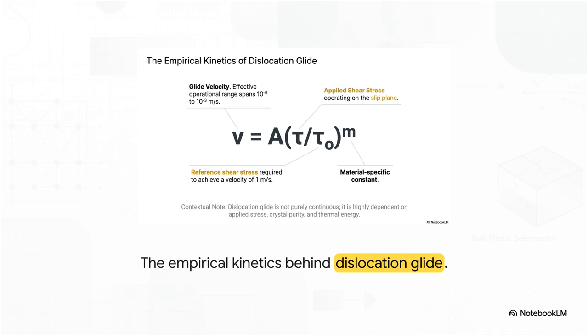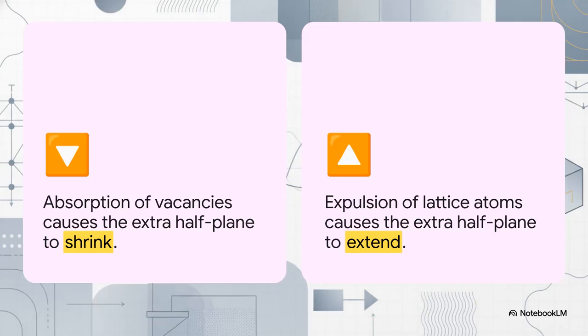This empirical equation shows us that the velocity of dislocation glide is heavily dictated by the applied shear stress relative to a reference threshold. And this is all modified by material-specific constants. Basically, things like crystal purity, thermal energy, and applied stress dynamically dictate exactly how fast these defects are ripping through the lattice. Now remember how edge dislocations lack that convenient cross-slip maneuver?